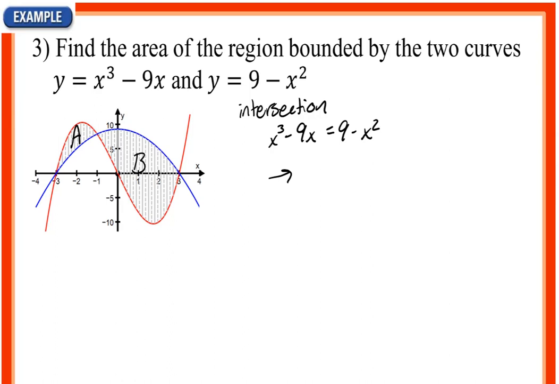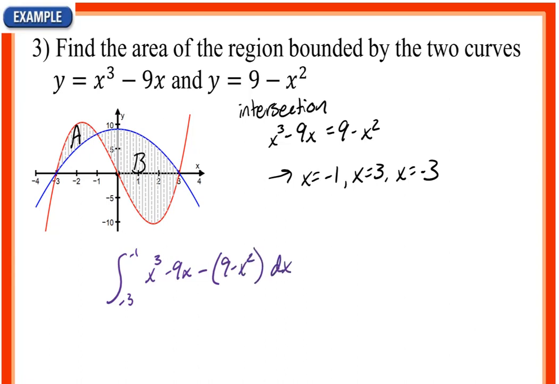And anyway, we find that the points of intersection here are at x equals -1, x equals 3, and then x equals -3. So I'm going to have to do 2 separate integrals. So first I'm going to do the integral from -3 to -1, where the cubic function is on top, so that's going to be the upper function, x cubed minus 9x minus 9 minus x squared dx. And of course, as always, you can put extra brackets and parentheses here if you prefer. Now that's going to work out to be, well, we'll figure that out in just a minute.